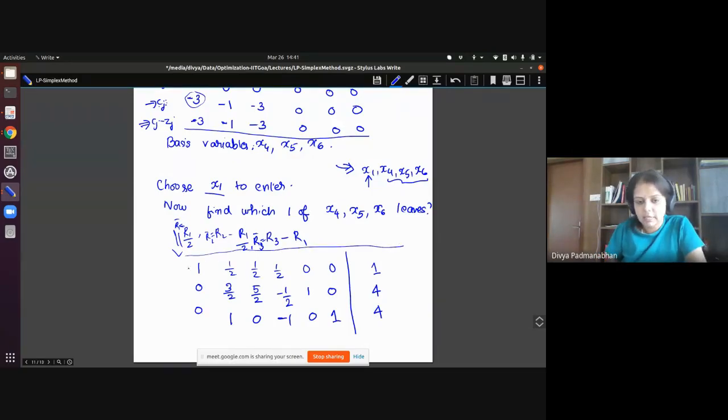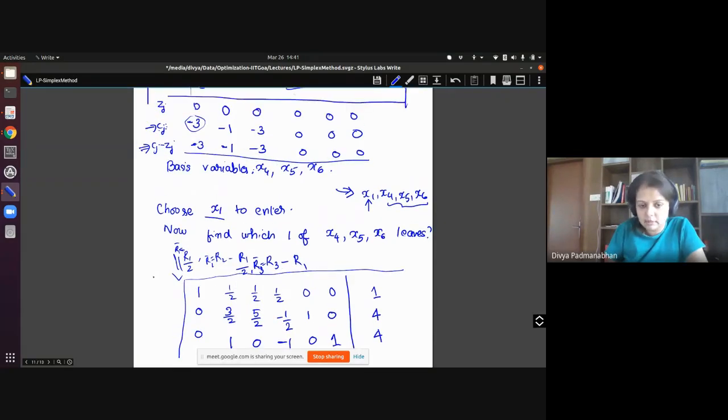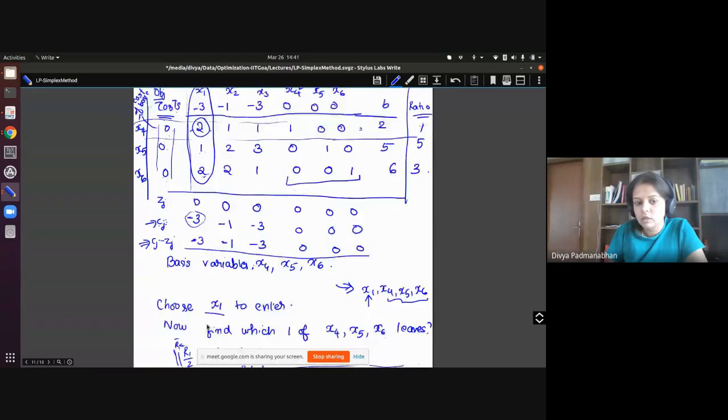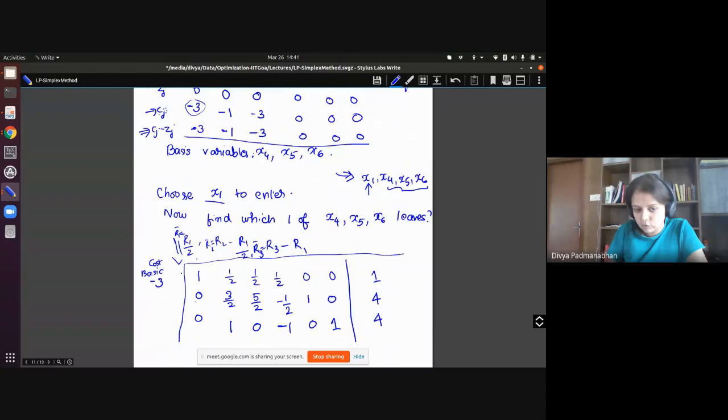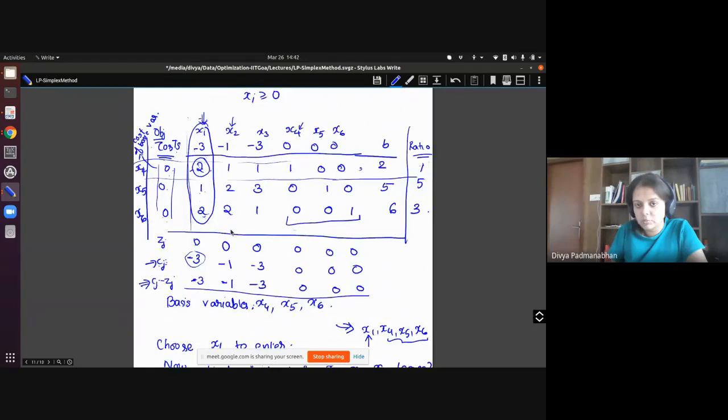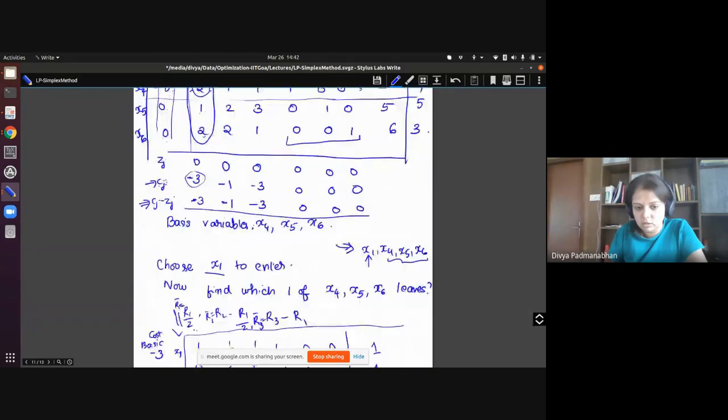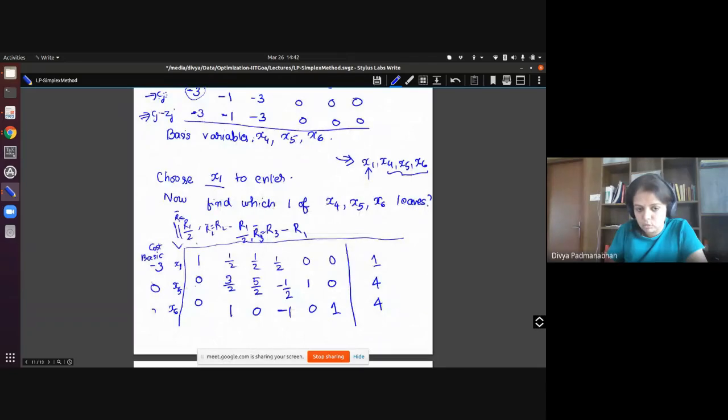So this is a tableau, and this corresponds to x1. So the cost here is the cost of the basic variables. That's what you write on this side. x1 had a cost of minus 3, so this cost here would be minus 3. And this was x5, and this is x6. x5's cost in the original objective was 0, and x6 is also 0. So this will become 0, 0.